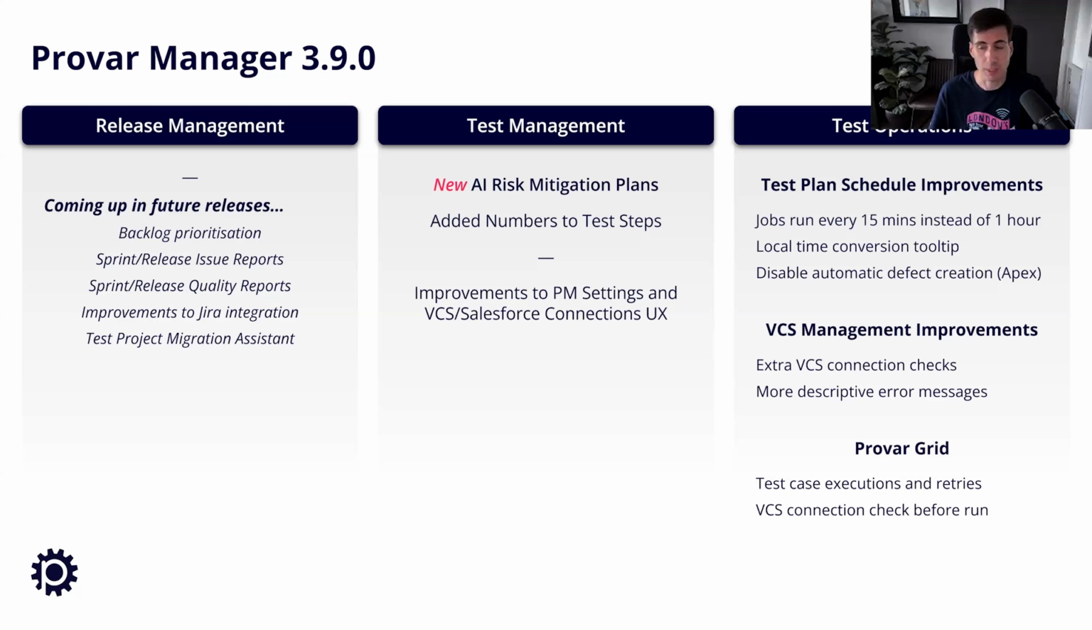And then if you're running Apex unit tests from Manager, you're now able to disable defect creation. Beforehand, automatically, if there was an issue with a particular unit test, it would generate a defect record off the back of it. But obviously, if you're running the same unit test again and again, and you haven't fixed it, then it's going to generate the same defect again and again. So we've enabled you to disable it.